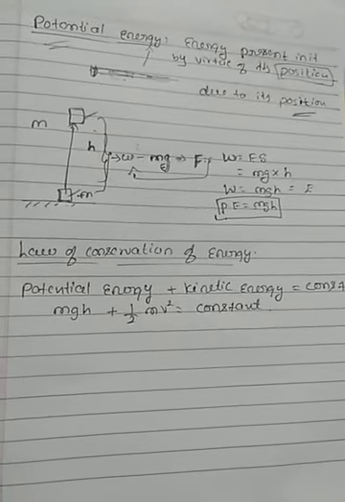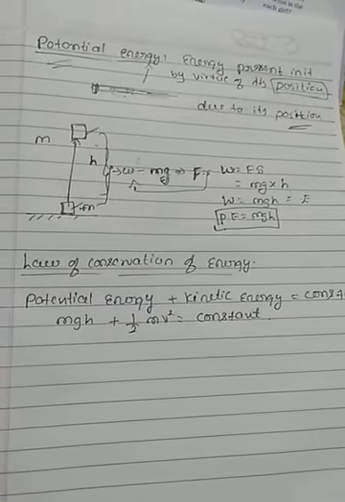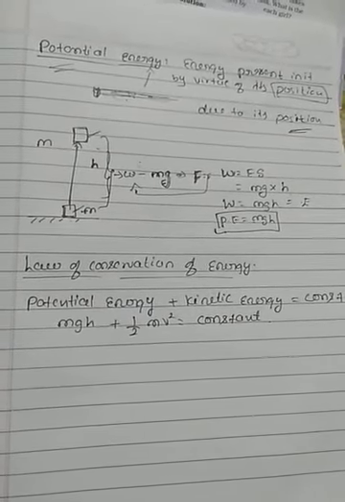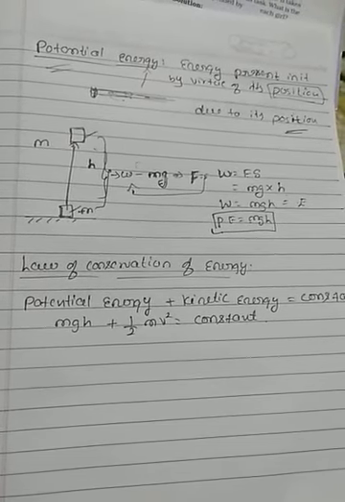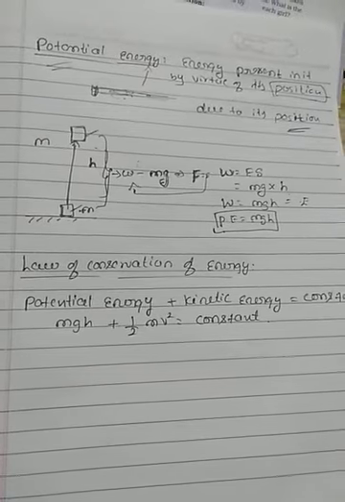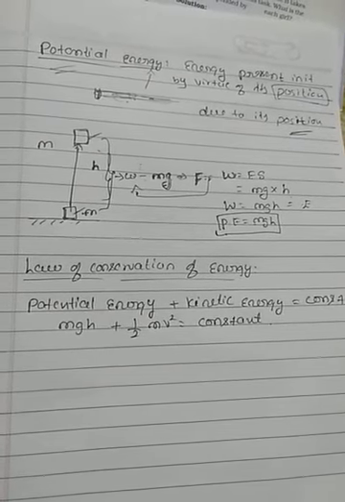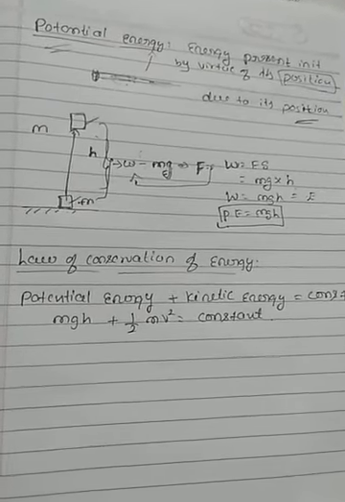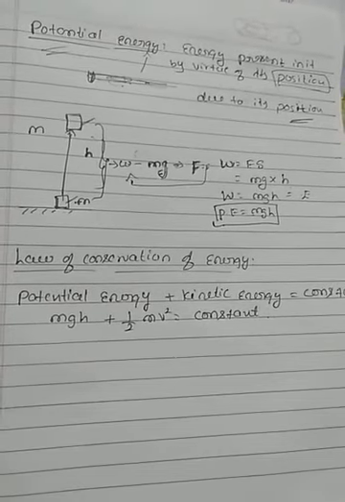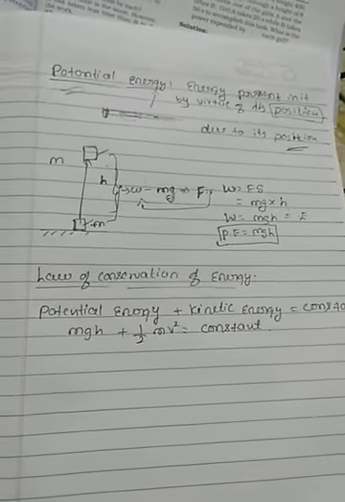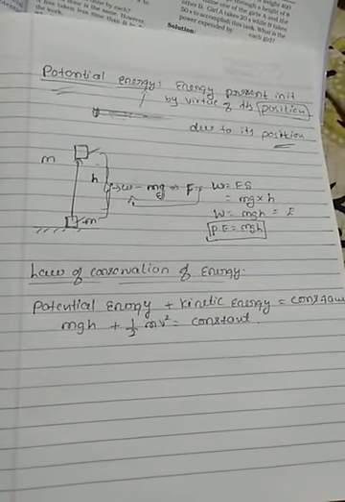According to this law, energy can only be converted from one form to another. It can neither be created nor destroyed. The total energy before and after the transformation remains the same. The law of conservation of energy is valid in all situations and for all kinds of transformation.